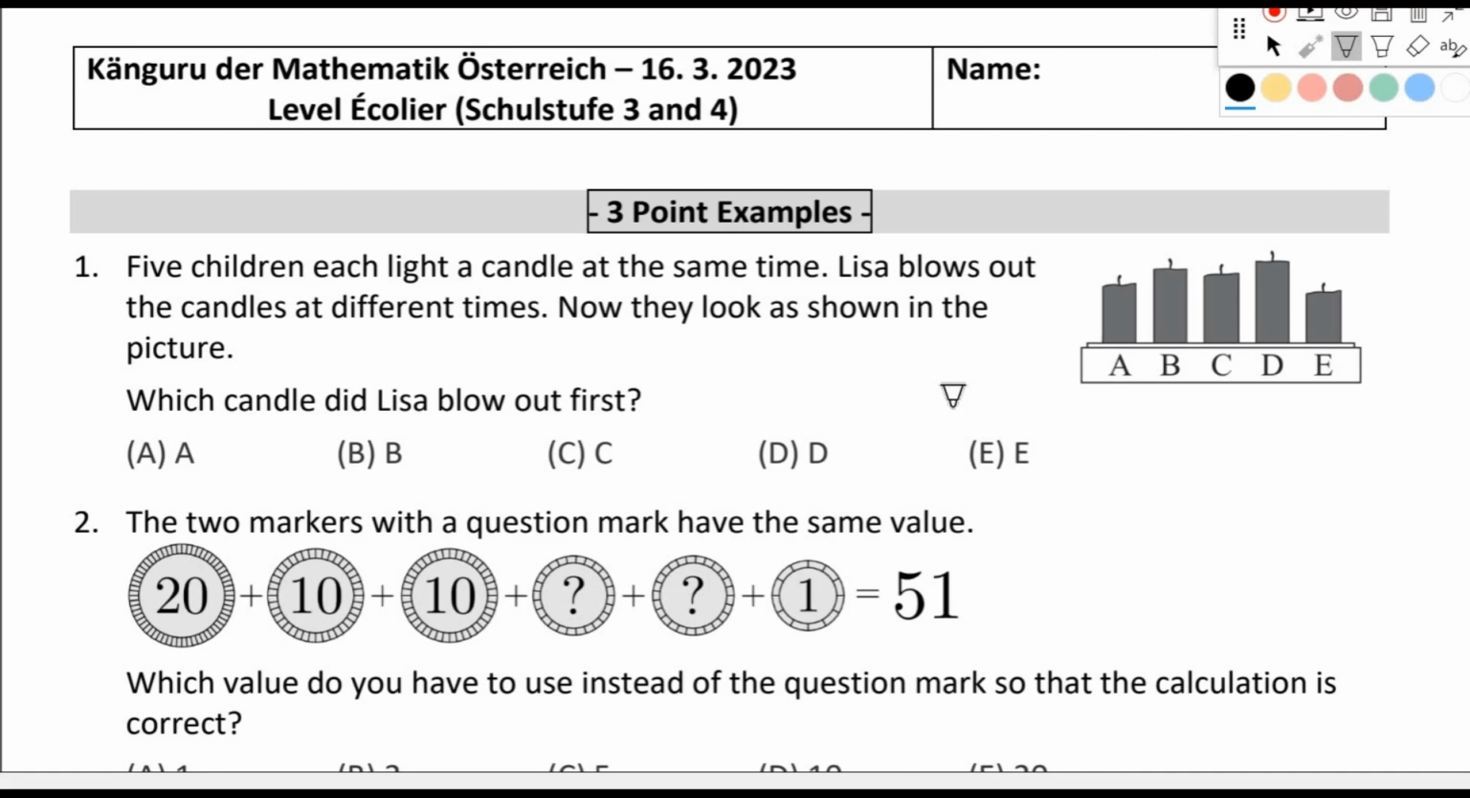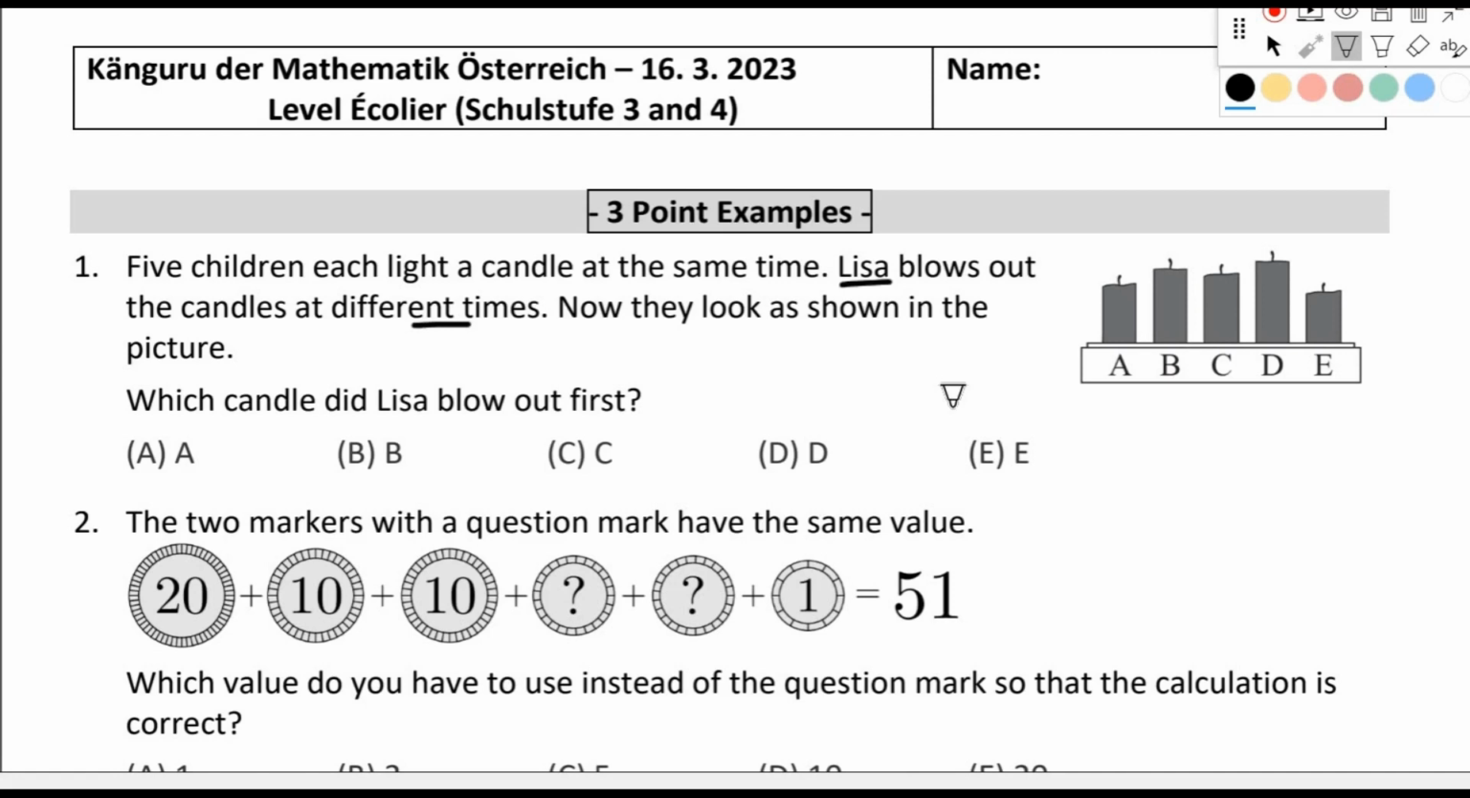So let's begin with the first question. The first question states that there are 5 children, each lighting a candle at the same time. Here you see A, B, C, D, E. These are 5 children who are lighting the candle at the same time. That means the candles are of the same height, same kind, and they lit the candles together. Then Lisa, a child, blows out the candles at different times. Now they look as shown in the picture.